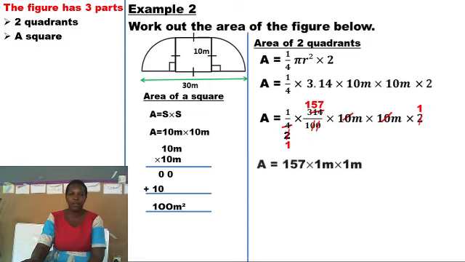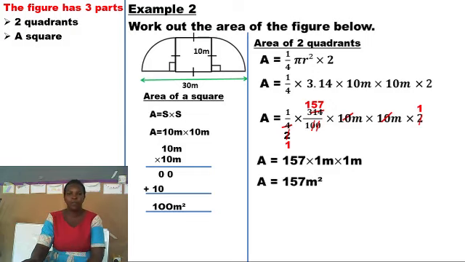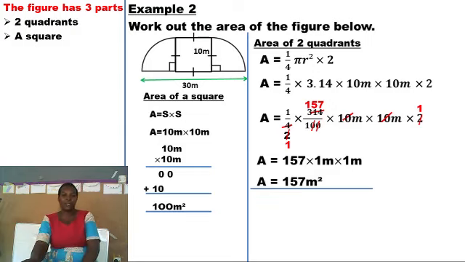We shall proceed and write our area being equal to 1 times 157. We come up with 157 times 1 meter times 1 meter. So we come up with the area of the two quadrilaterals being 157 square meters. So we have to underline that.